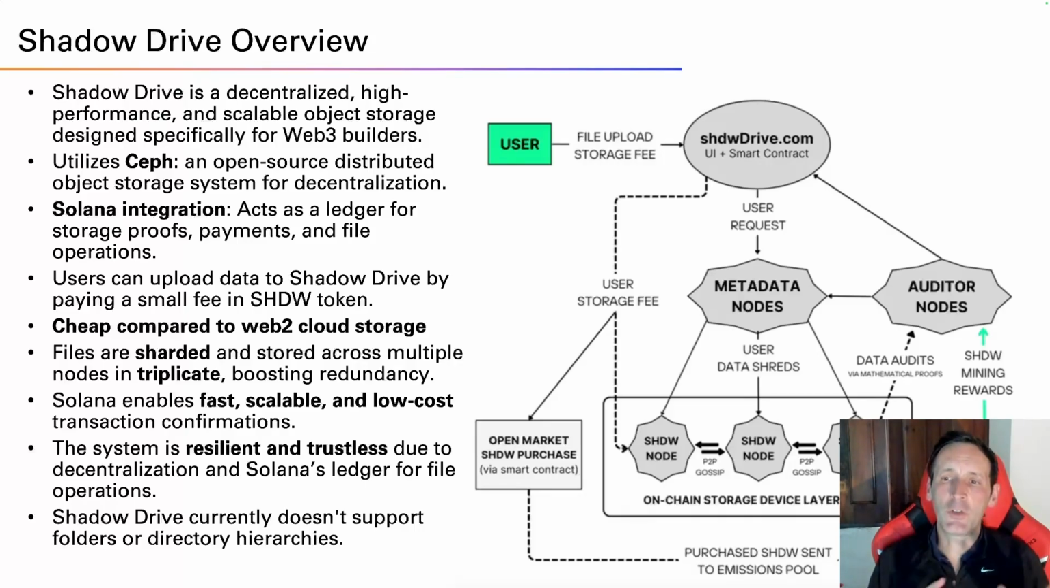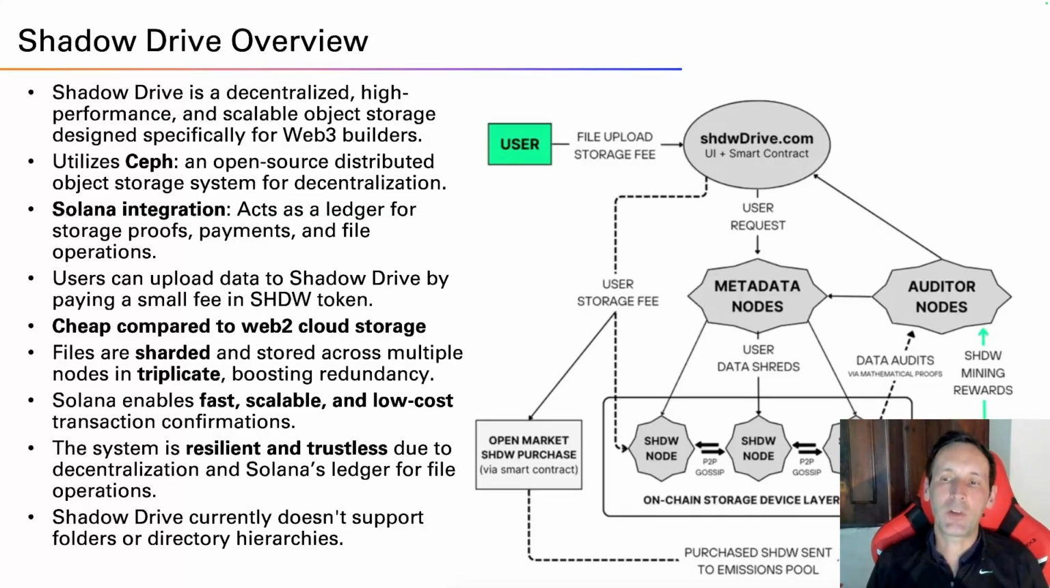Unlike traditional cloud storage services that rely on centralized servers, Shadow Drive obviously leverages a distributed network of nodes to store data securely and immutably. Very important. This means that our files are stored across multiple locations, ensuring data integrity and enhancing security, of course.